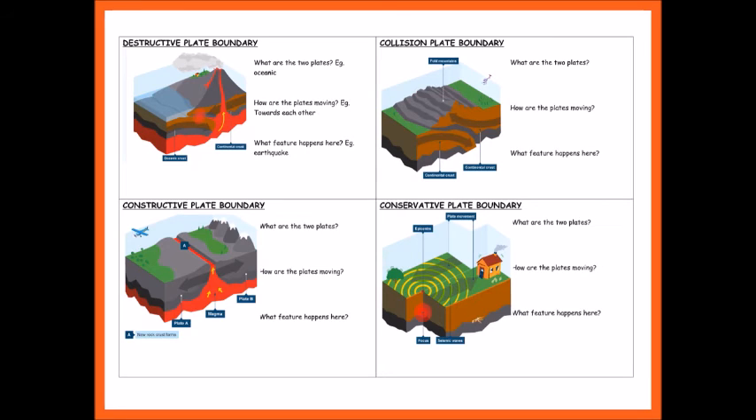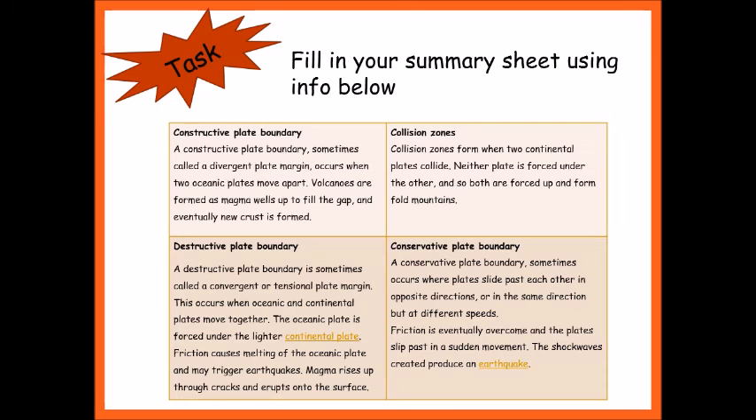So what's happening to the 2 plates at each one? How are the plates moving? Are they moving towards each other, away from each other, alongside each other? And then what feature happens here? And by that we mean earthquake, tsunami, volcanic activity, or nothing, if you think that nothing happens there. Okay, and there's some information on the next slide I'll show you to help you fill it in. So you've got some information here, so if you can pause the tape, read through that and fill in your sheet, and then we're going to make sure you've understood everything.